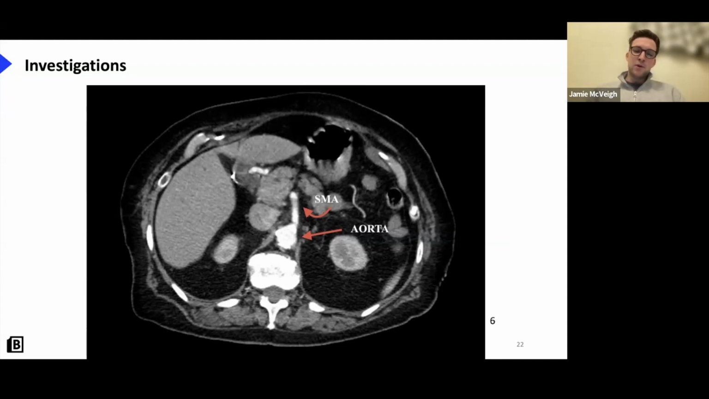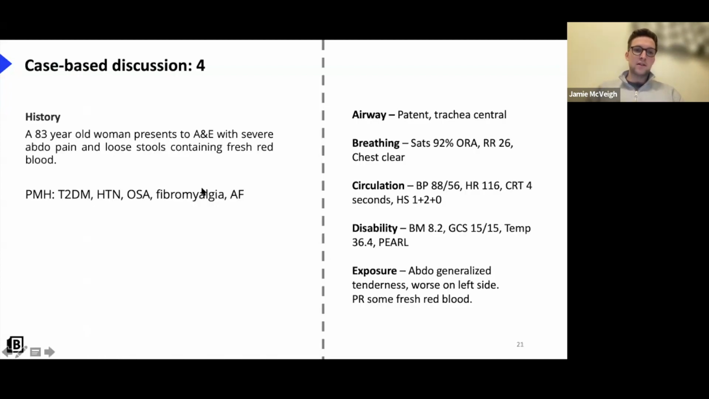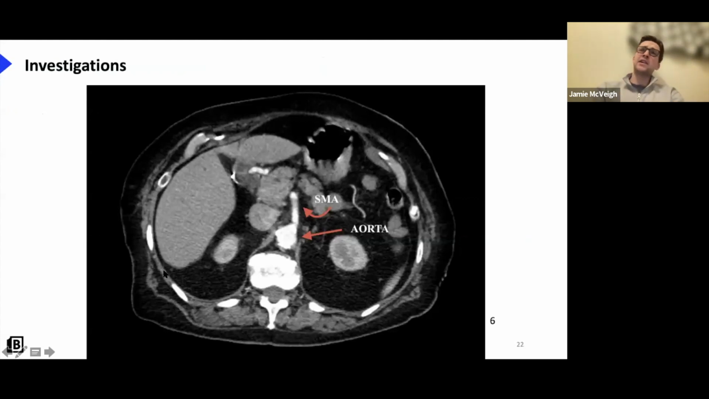But what's important to be aware of, if we just go back to the patient, this is a very comorbid patient, 83, frail, from a nursing home. A massive operation like this is probably not likely to be successful. Okay, so it needs to be discussed with the medics and the surgeons because this patient is likely going to be palliated.